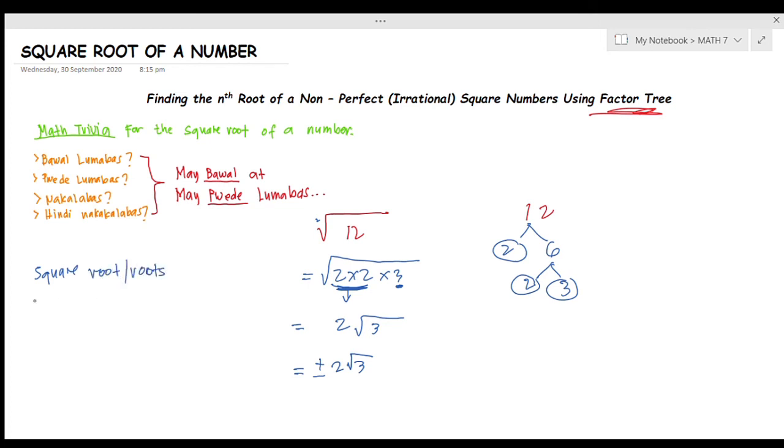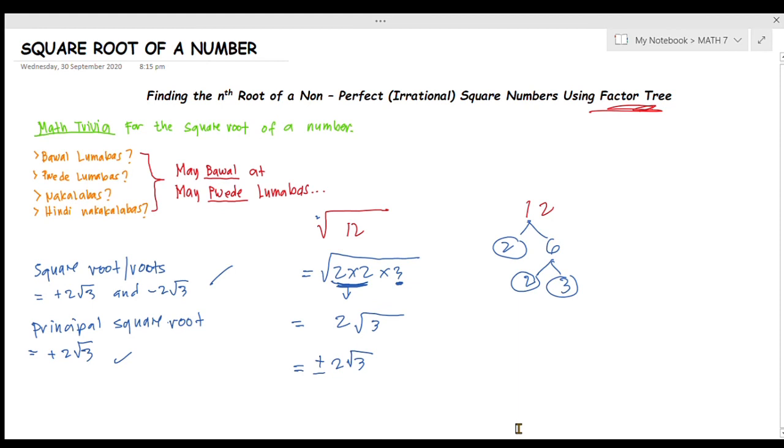The result is positive 2 the square root of 3 and negative 2 the square root of 3. At kapag hinahanap naman natin yung principal square root, we're just going to get the positive roots. Ano po? So the positive root is only positive 2 the square root of 3. So the result of the square root of 12 is this one, and also the principal square root of 12 is this one. Let's try another example.